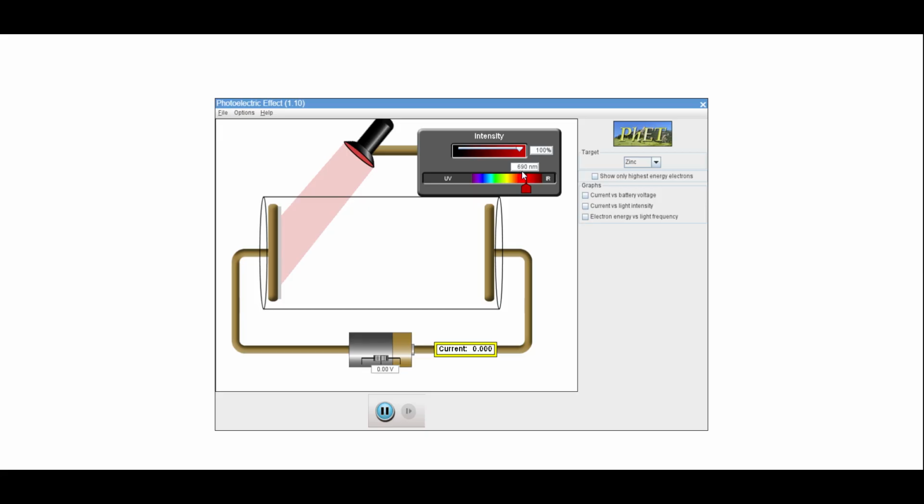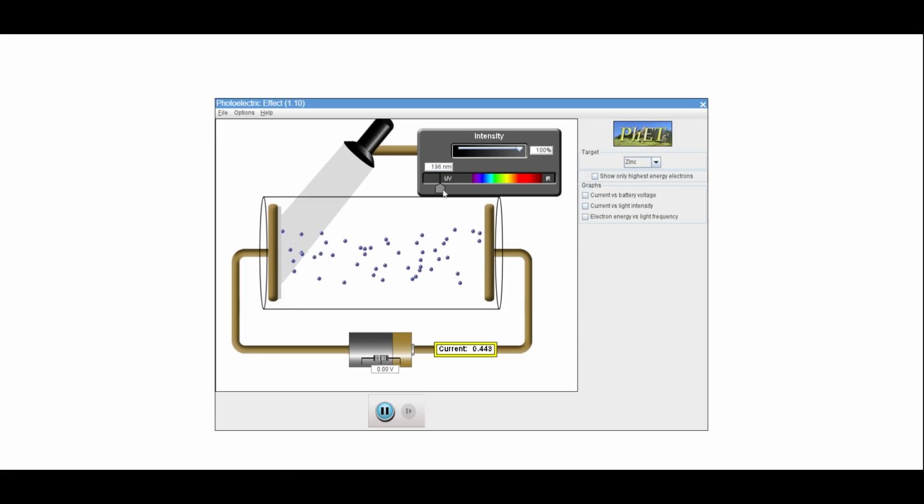This wavelength here, 690 nanometers, is a wavelength that does not work. But if we change to a different type of light, then we can get this phenomenon to occur. For example, with UV light. The UV light is delivering energy to the metal plate, and the electrons are absorbing that energy, and they have enough to be released from the surface, and they travel across the gap, hit the other electrode, and create a current in the wire.